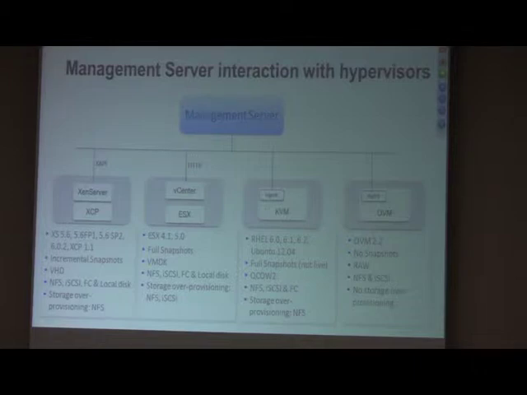The file format used is QCOW2, and we support NFS, iSCSI, and Fibre Channel. And I believe as of 4.0, we actually support Ceph. And we also have OVM support. For OVM, we support 2.2. There are no snapshots. We support only raw images at this point. There's support for NFS and iSCSI, but there is no storage over-provisioning.